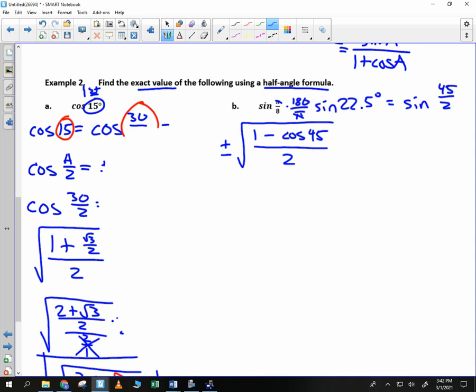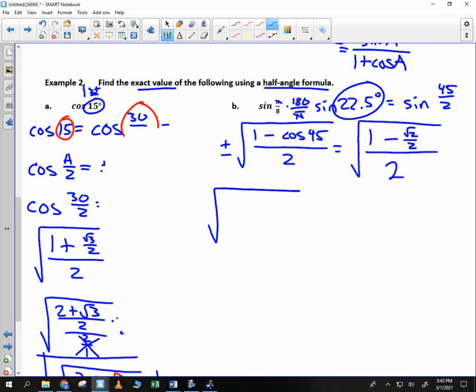Decide if it's positive or negative. Well, 22.5 puts me in the first quadrant, so I know it's positive. So I've got plus the square root of 1 minus the cosine of 45. We practiced that enough. Hopefully you know it's root of 2 over 2, and that's all over 2. Change that to 2 over 2 minus the root of 2 over 2, all over 2.